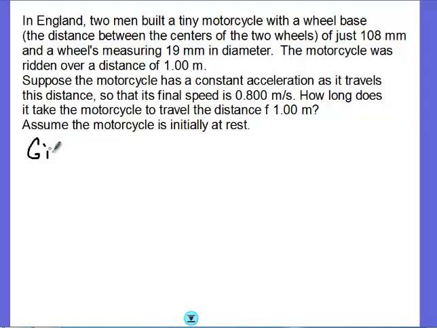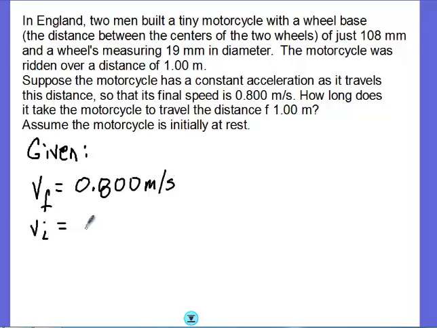So looking through here, let's list our givens. Final velocity is 0.800 meters per second. Initial velocity is 0 meters per second. Our delta x, change in displacement, is 1.00 meters. And we're wanting to find our change in time.